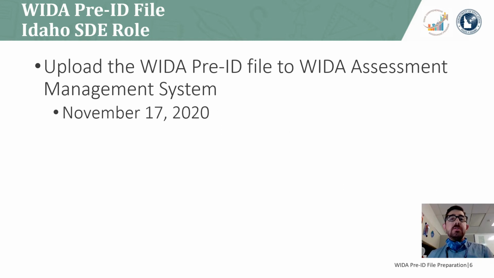The role of the Idaho State Department of Education is to take the EL information listed in ELMS and upload one pre-ID file to the Data Recognition Corporation. For the 2020-2021 school year, the pre-ID upload will occur on November 17, 2020. All modifications to the mode of administration and accommodations need to happen before the date to ensure the test materials and pre-ID labels are delivered on time.